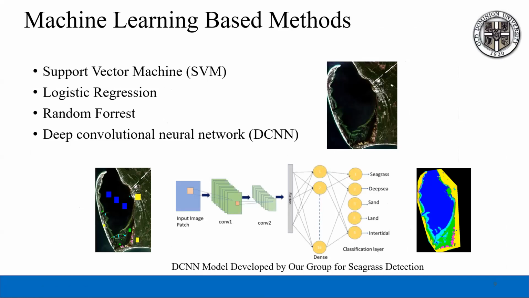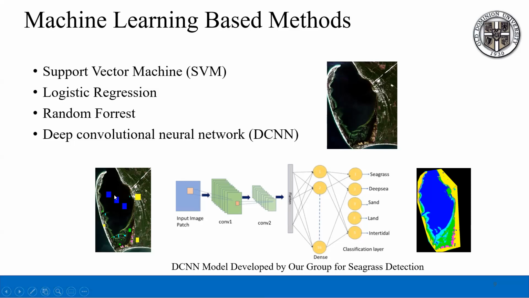Over the recent years, machine learning-based methods have been developed. So some typical models are support vector machine, logistic regression, and random forest. And our team has actually developed in the past couple of years a deep convolutional neural network. So here's a figure of how the DCNN works.